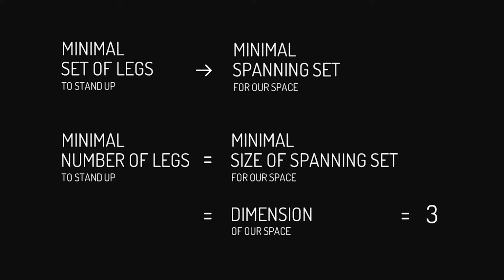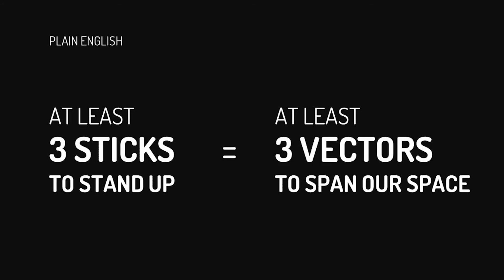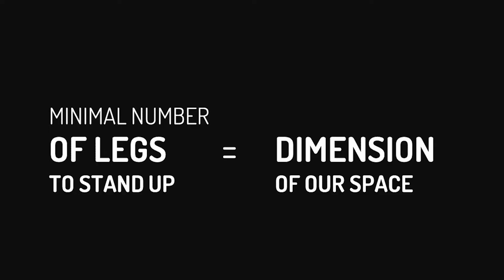In plain English, we need at least 3 sticks to stand because we need at least 3 vectors to span our space. This is a beautiful quality that bridges reality and mathematics. The minimal number of sticks needed to stand up equals the dimension of the space you're in. Now you're probably wondering, why do humans only have 2 legs? If we believe 3 is the minimum for standing upright in our universe, why don't we fall down?